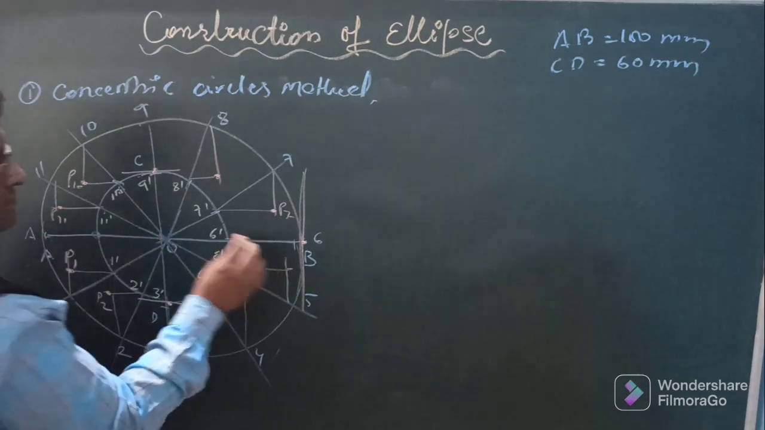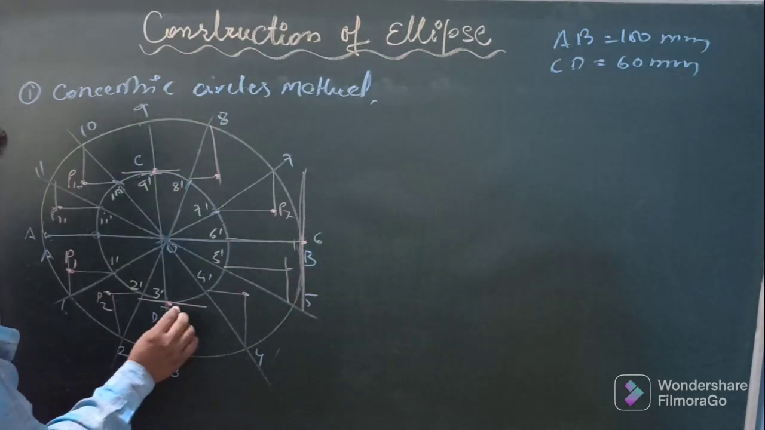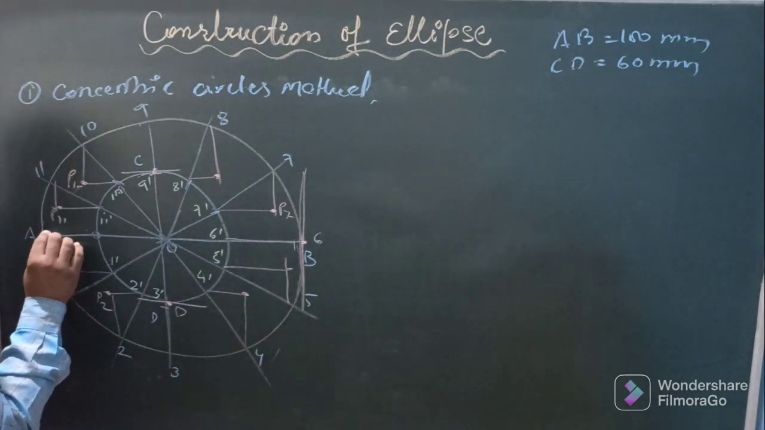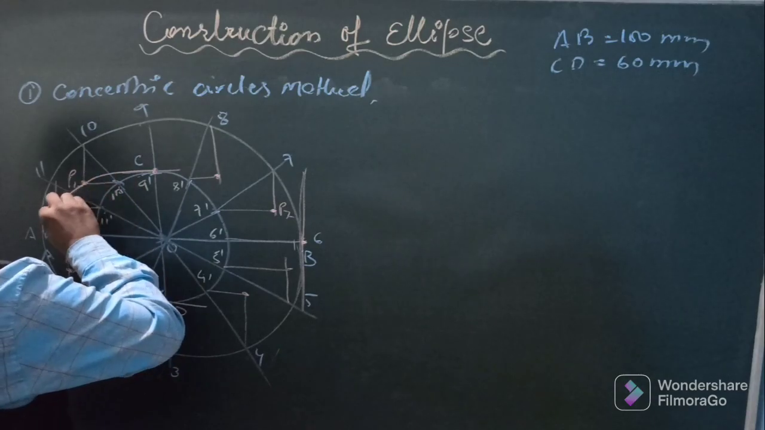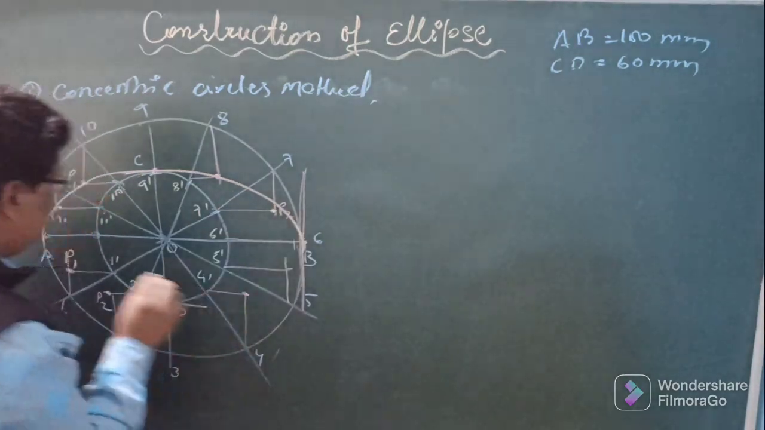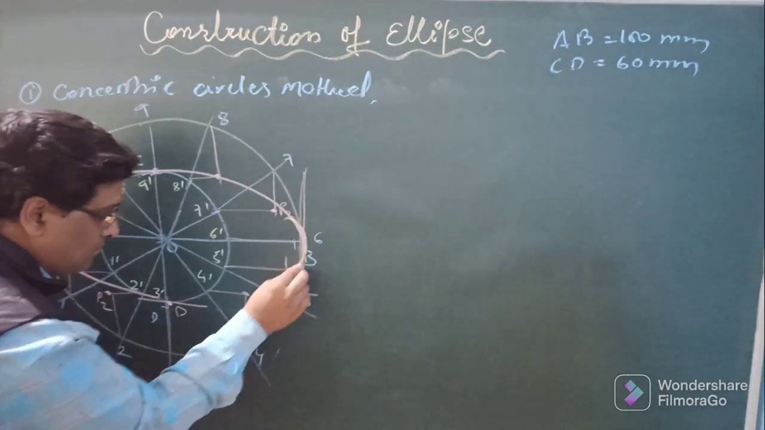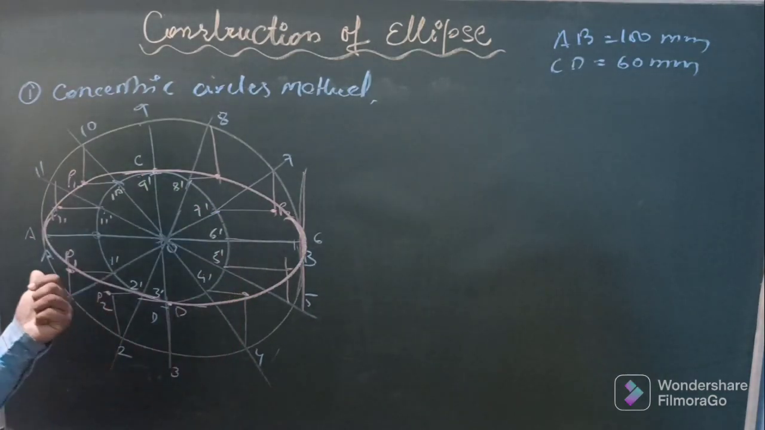Start from A. The outer points will be A, B, C and D, and the other points will be these ones which we have all found out here. Join them with a smooth curve to draw the ellipse. Like this. So this will be the ellipse which has been obtained.